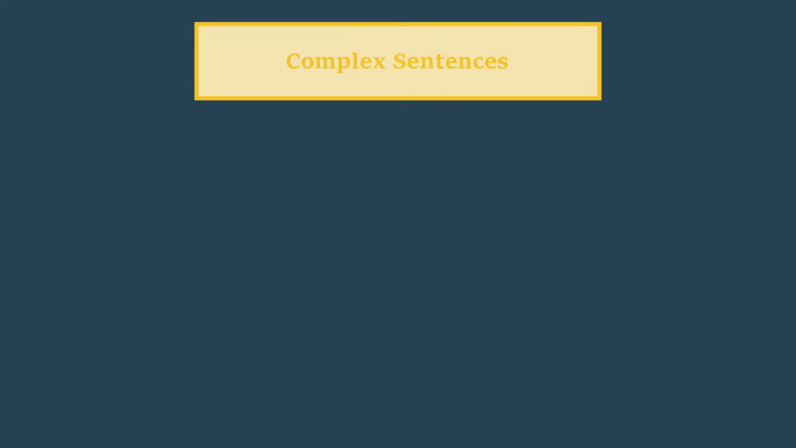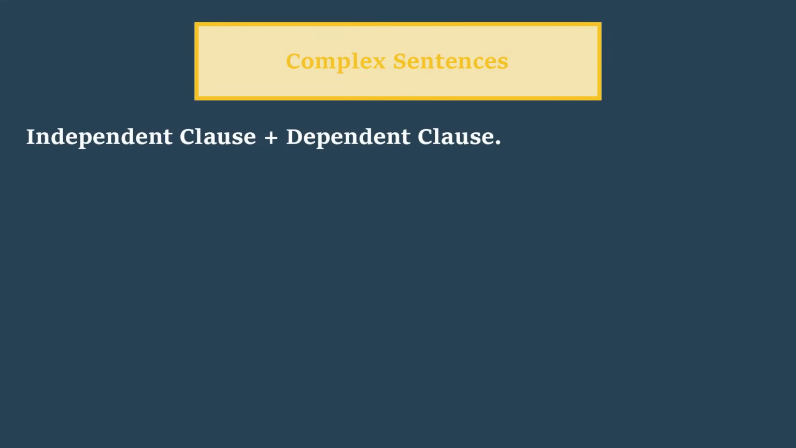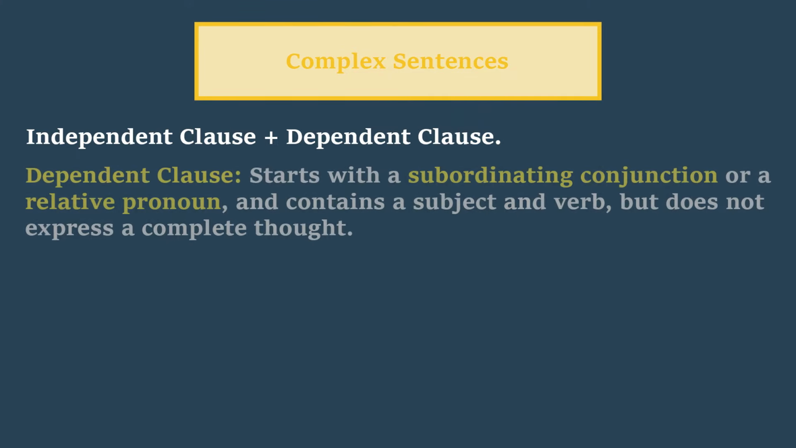A complex sentence is an independent and a dependent clause. A dependent clause contains a subject and a verb but does not express a complete thought. However, it starts with a subordinating conjunction or a relative pronoun.